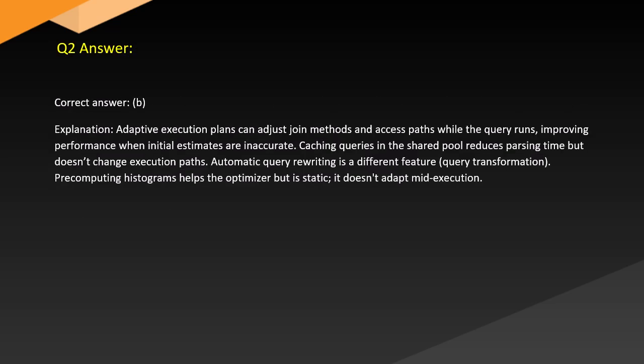Answer. Correct answer, B. Explanation. Adaptive execution plans can adjust join methods and access paths while the query runs, improving performance when initial estimates are inaccurate. Caching queries in the shared pool reduces parsing time but doesn't change execution paths.